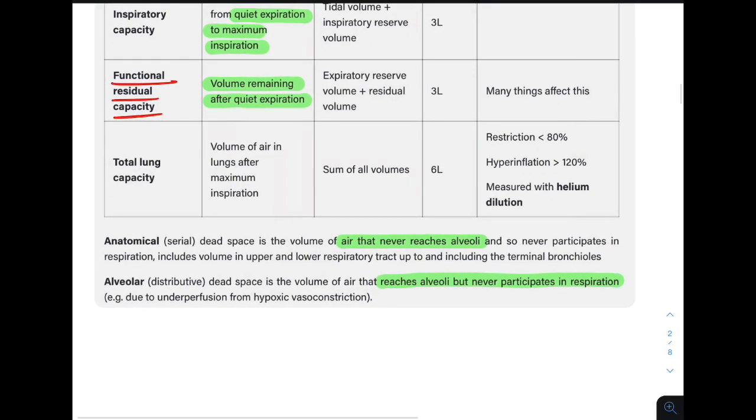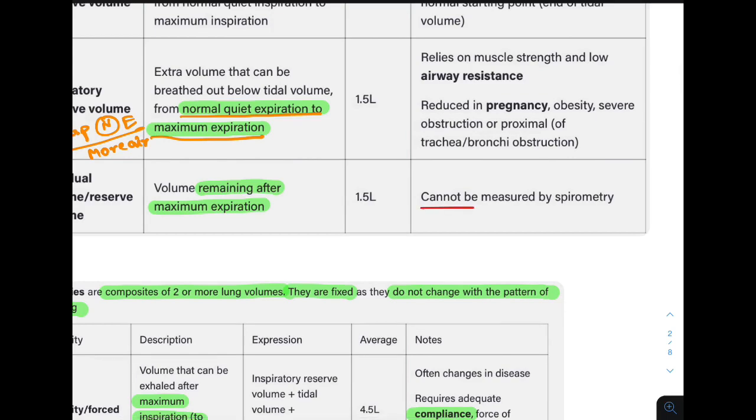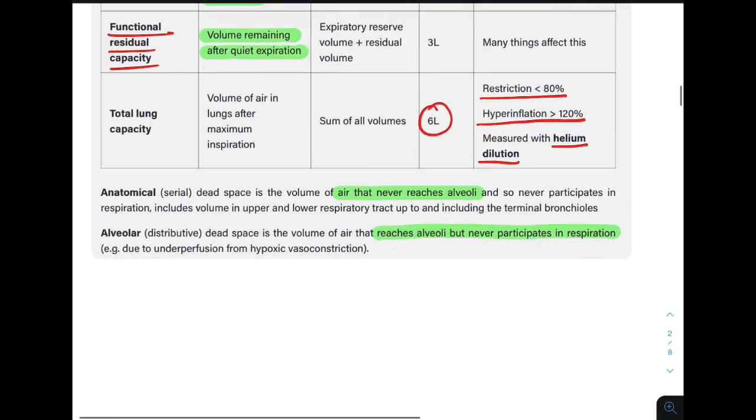And next is total lung capacity. Total lung capacity is all the volumes together, the sum of all volumes. Usually it is 6 liters as we have seen. And remember this, in restrictive lung diseases it is less than 80% of normal, and in hyperinflation it is more than 120%. Hyperinflation syndrome is emphysema, right? Next, this is measured with helium dilution because you need to get the residual volume, right? Good. This cannot be measured in spirometry, the residual volume, so you need the helium dilution method.